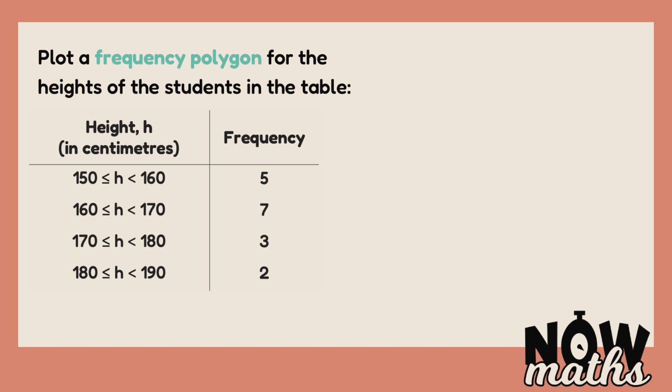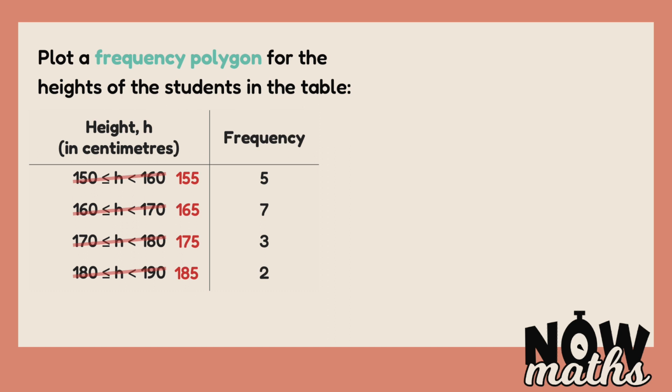For us to plot the frequencies onto the graph, we need to find the midpoint of each height range, since there are an infinite number of heights in each range. So the midpoint, or middle, of 150 and 160 is 155. The midpoint of 160 and 170 is 165. 170 and 180 is 175. And finally, the midpoint of 180 and 190 is 185.